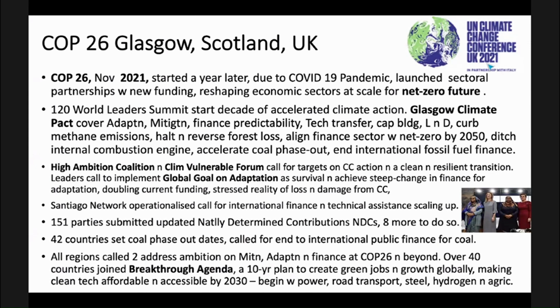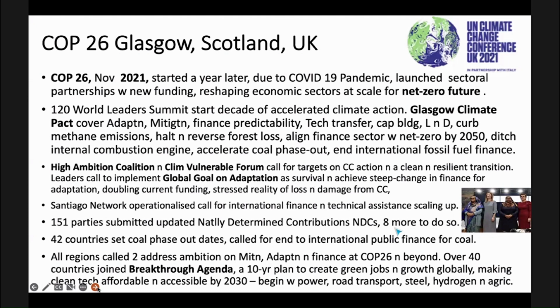A global goal for adaptation was enunciated to achieve steep change in finance, doubling current funding, and stressing the reality of loss and damage from climate change. The Santiago network was operationalized. 151 parties submitted updated NDCs. 8 more were to do so. 42 countries targeted coal phase-out dates and called for international public finance for coal to be ended.